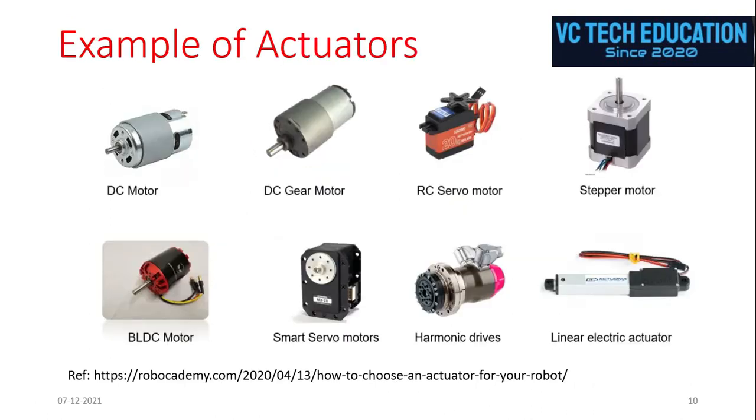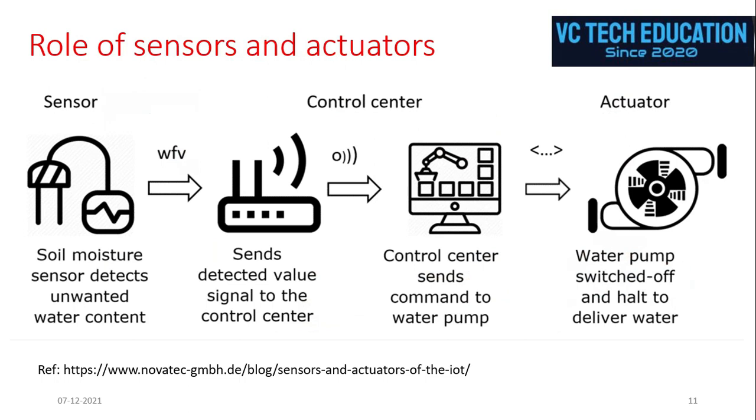Next comes the different actuators. Generally these actuators are used in the mechanical stream: DC motor, DC gear motor, RC servo motor, stepper motor, BLDC motor, smart servo motors, harmonic devices, linear electric actuators. So as a session of the practicals, we are going to do IoT devices on stepper motor and DC motor and even servo motor in later sections.